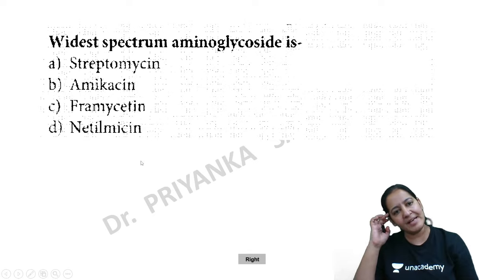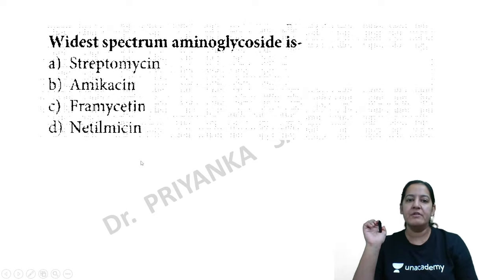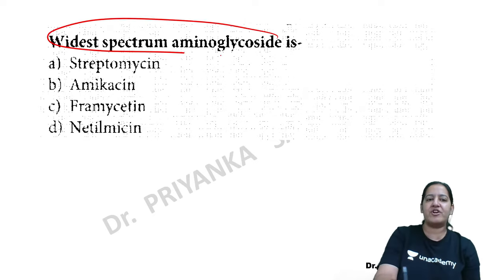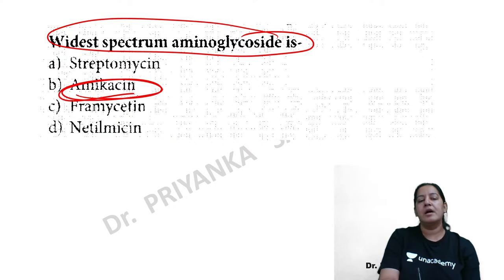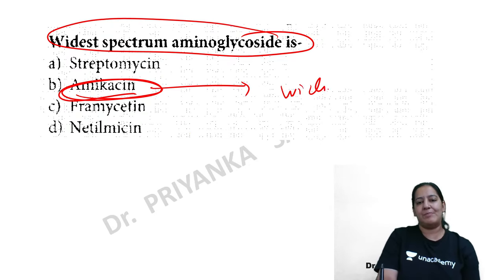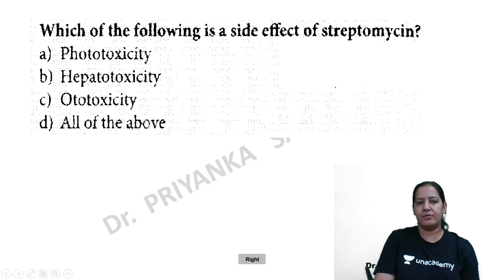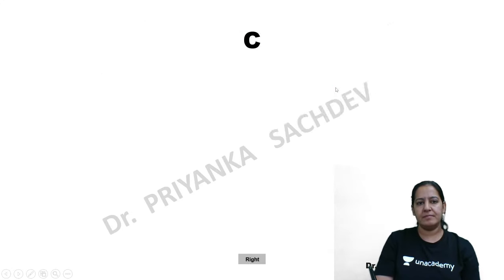Good. So coming to the next question, widest spectrum. Which of the following has the widest spectrum aminoglycoside? That you have to learn. Amikacin has the widest spectrum. It was given in the one-liners. Right? So amikacin is the widest spectrum. You have to learn. It is amikacin. Right? Okay.